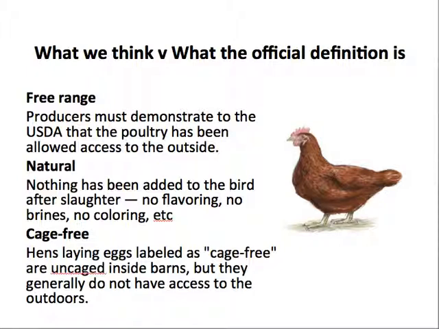Likewise with cage-free, hens laying eggs labeled cage-free are uncaged inside barns, so they don't actually go outside. They are within a barn, but they're not within a cage. So they're not free range. Of course, they may have a better life than the free range chickens that only have a little space to go outside in. But notice these terms, the way that they express our experience of the world are quite different from the popular to the actual legalistic view in terms of the designation by the United States Department of Agriculture.